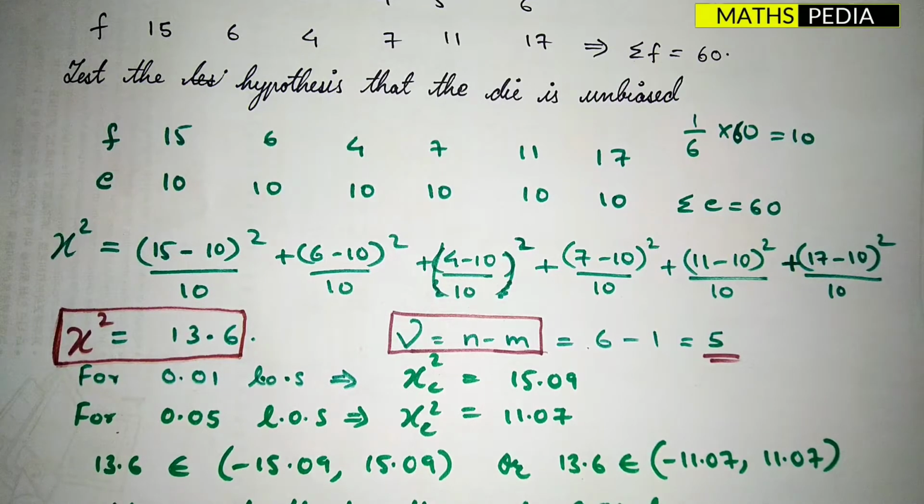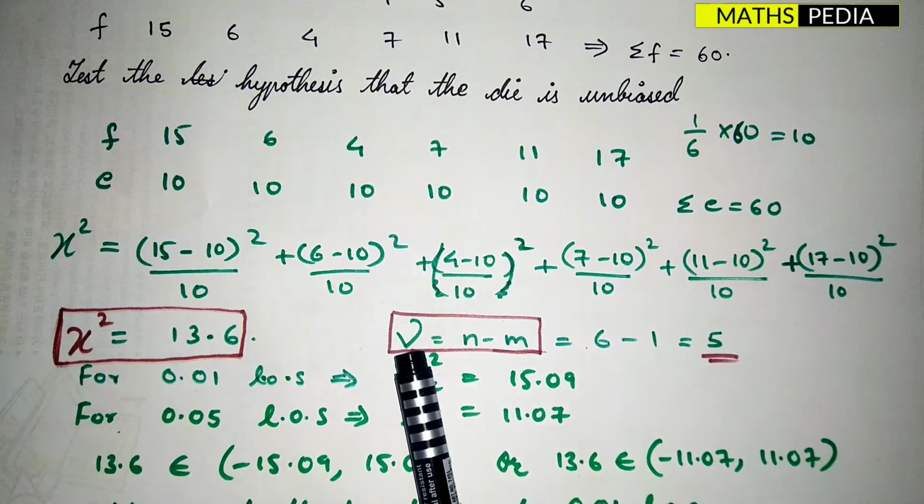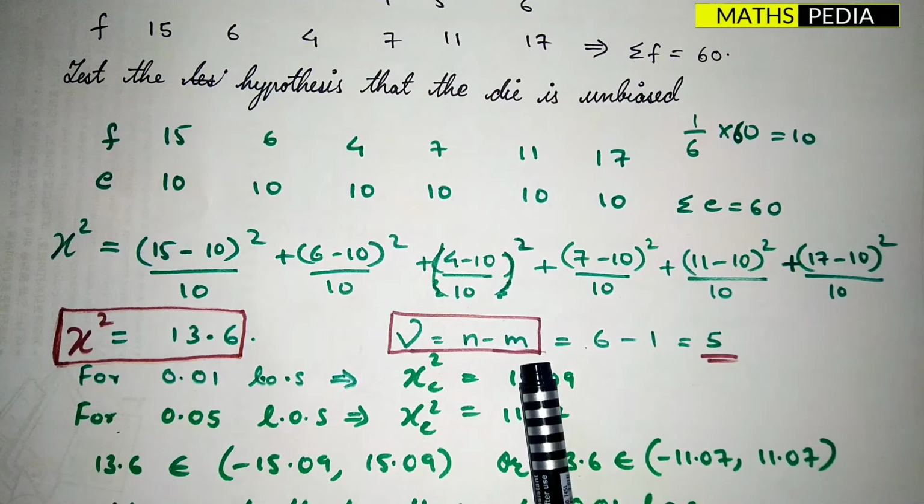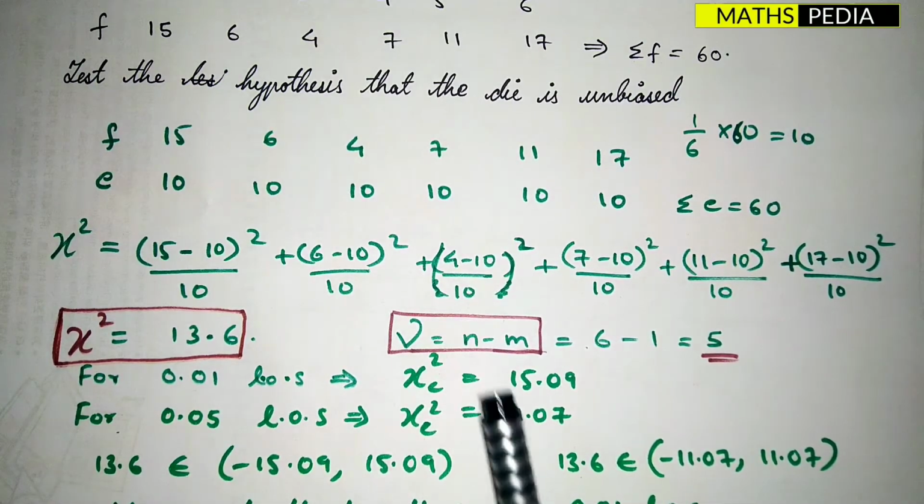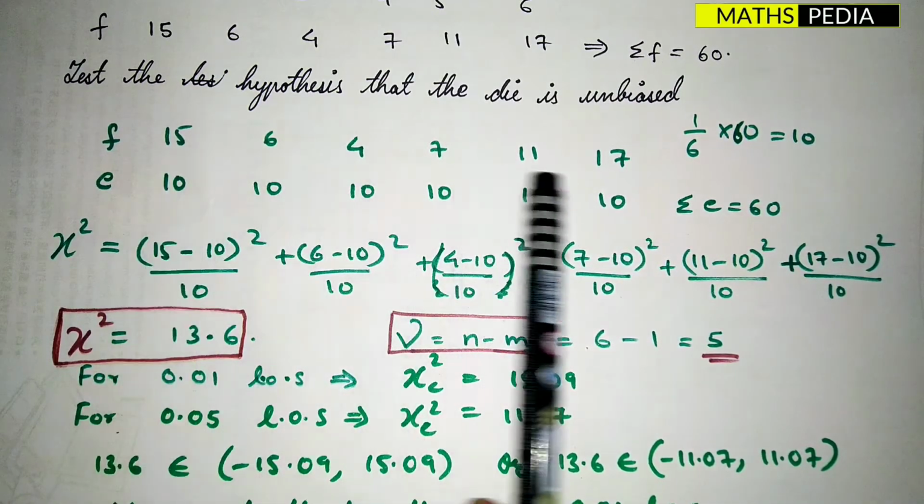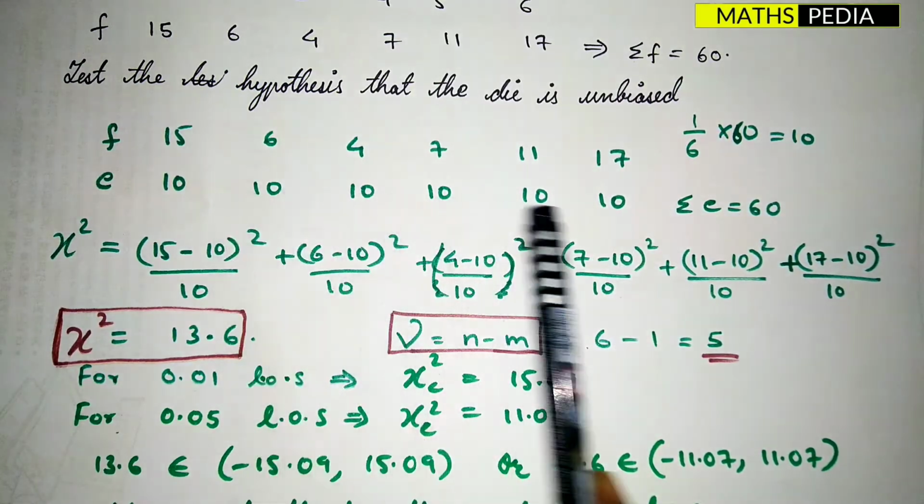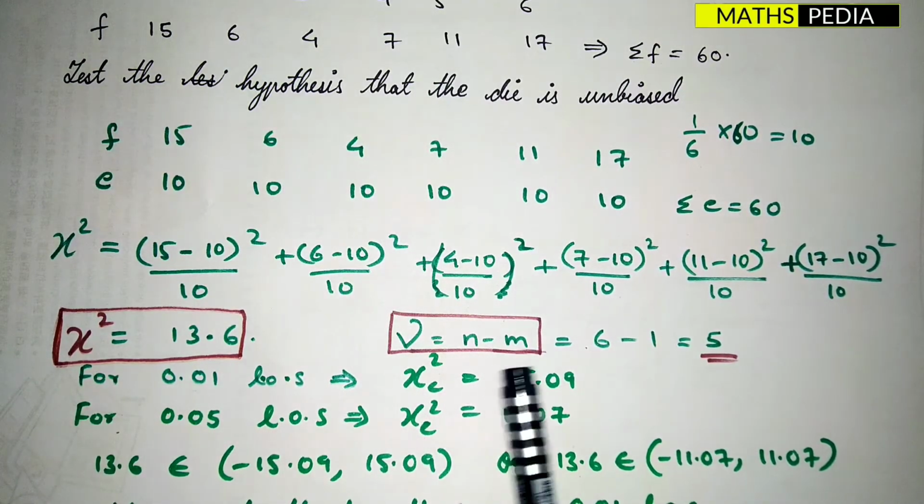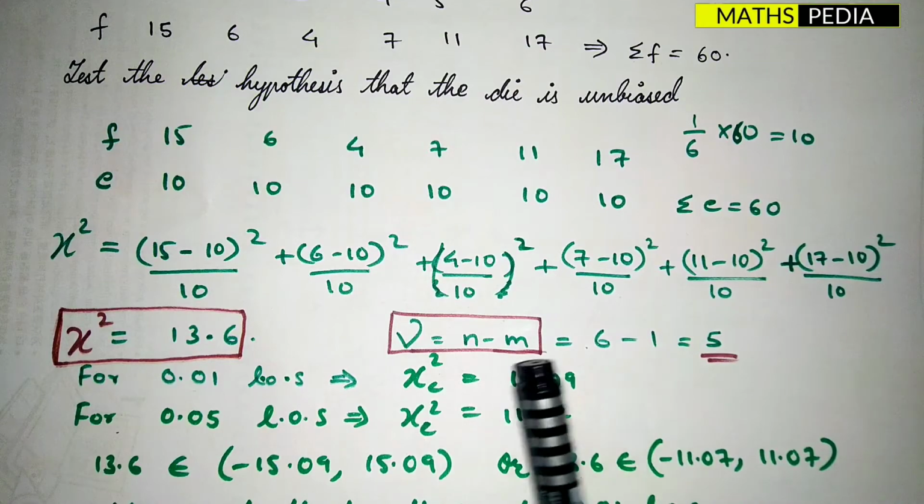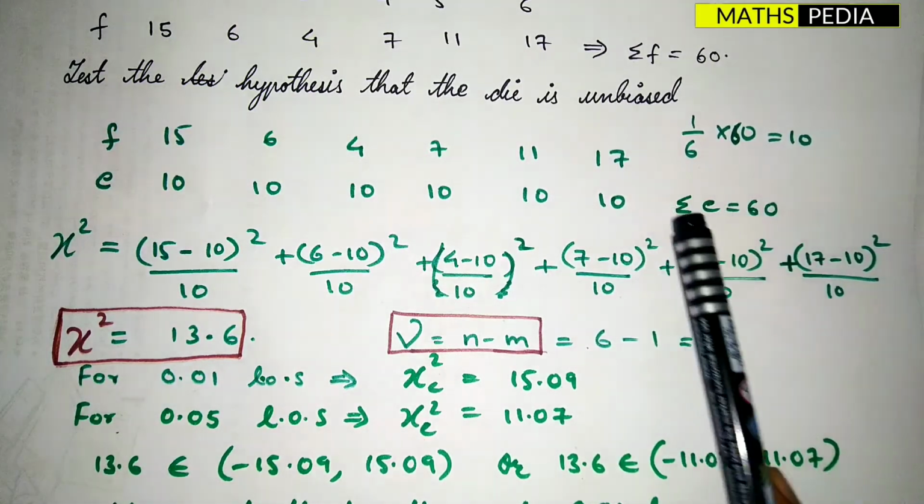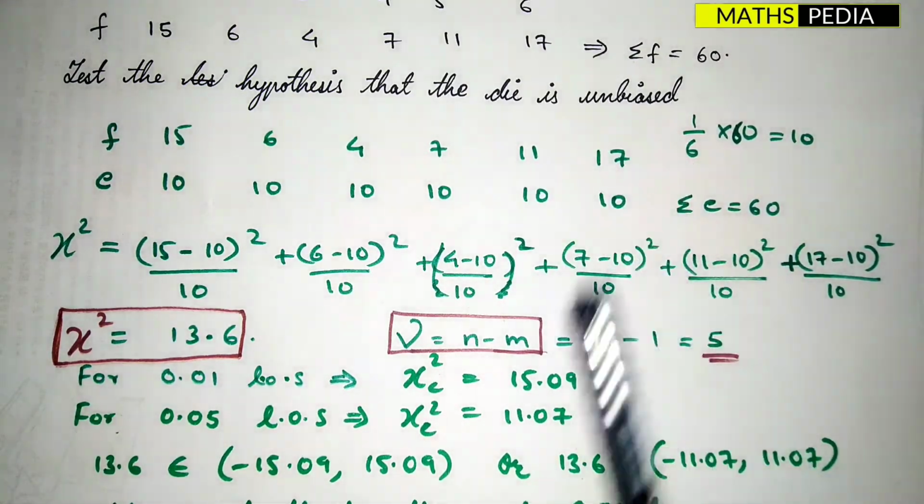Now we'll go for the chi-c square. For that we have to find the degree of freedom, n minus m. N is what? The number of frequency pairs. Here you can see 6 are there, totally 6, that's why 6. And m is nothing but 1 because we have used only one quantity, that is summation of e and summation of f, both are equal. So we have used that.